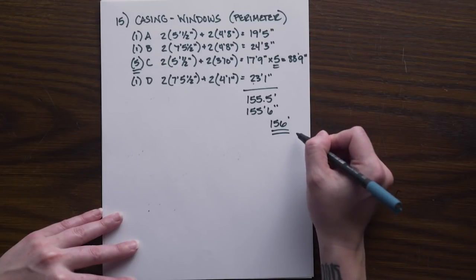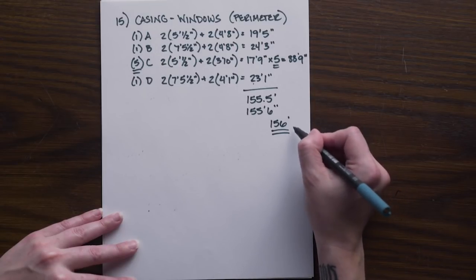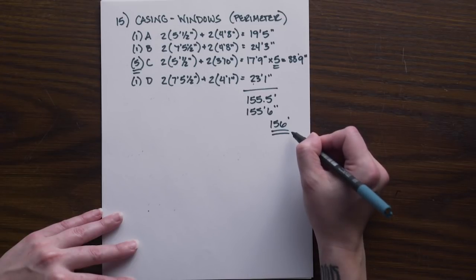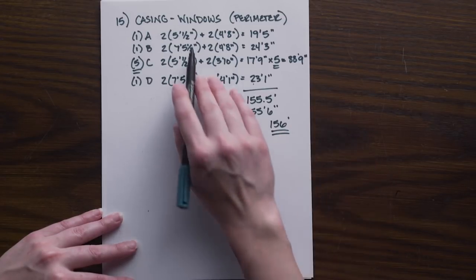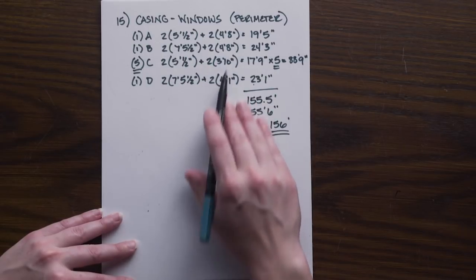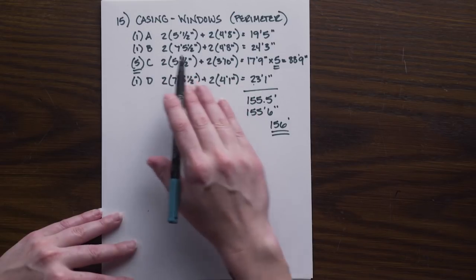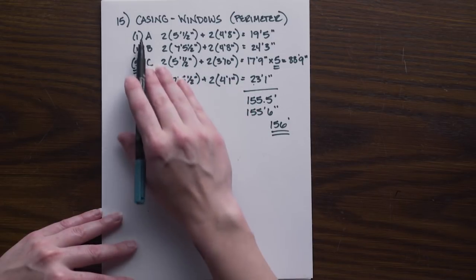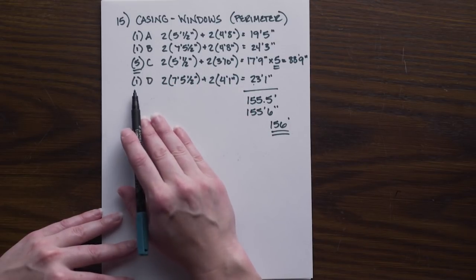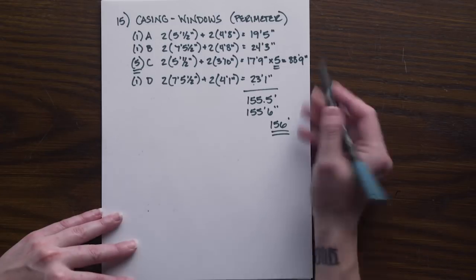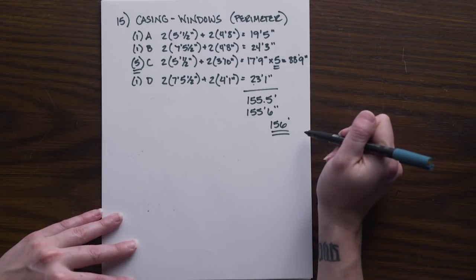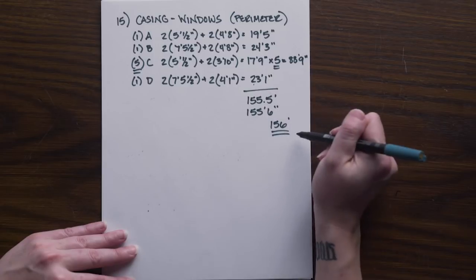Again, typically we would apply a waste factor, but I'm simply going to round up to the nearest whole number for ease. So really, all it is is pulling the numbers that are provided on the window schedule, making sure you understand how to calculate a perimeter, making sure you account for all quantities of different types, and just adding it all up. Not a difficult calculation.